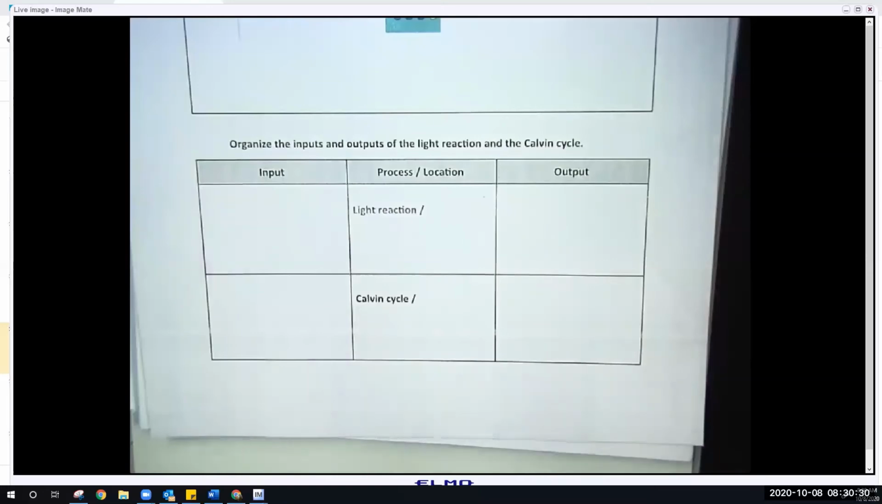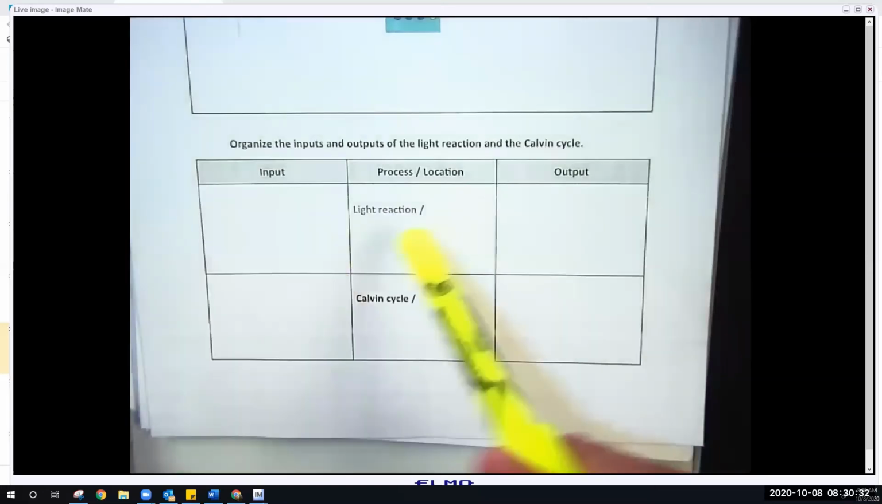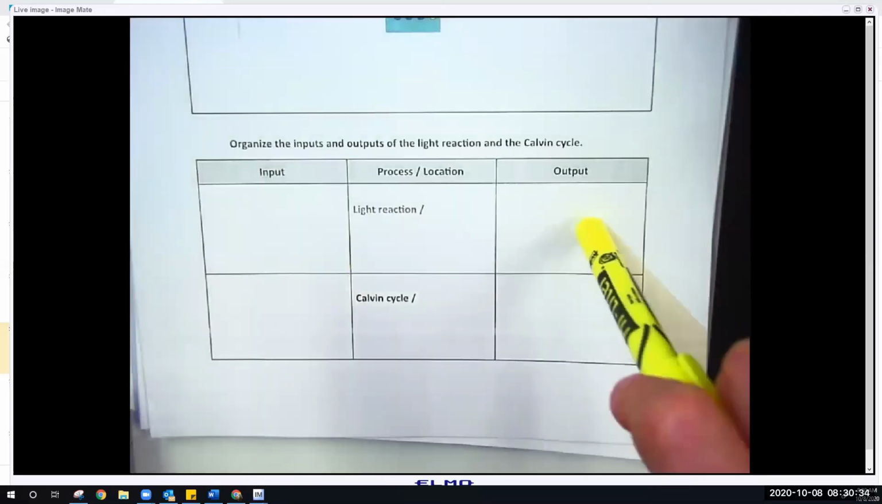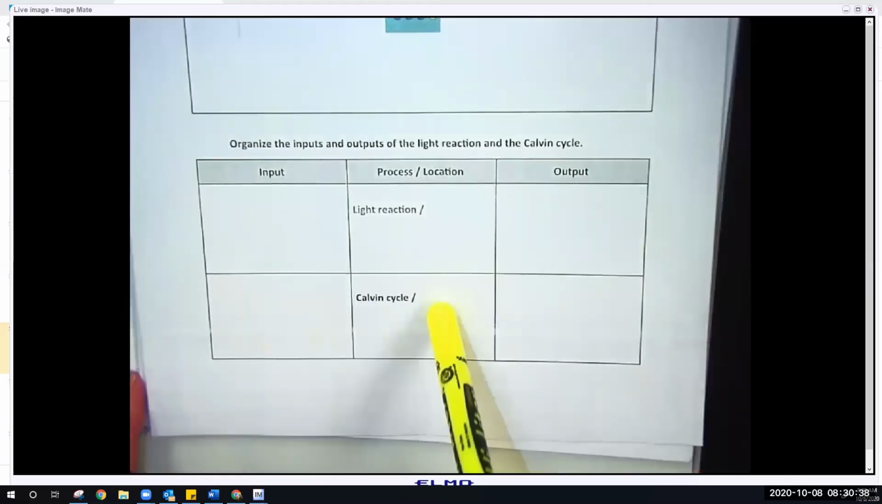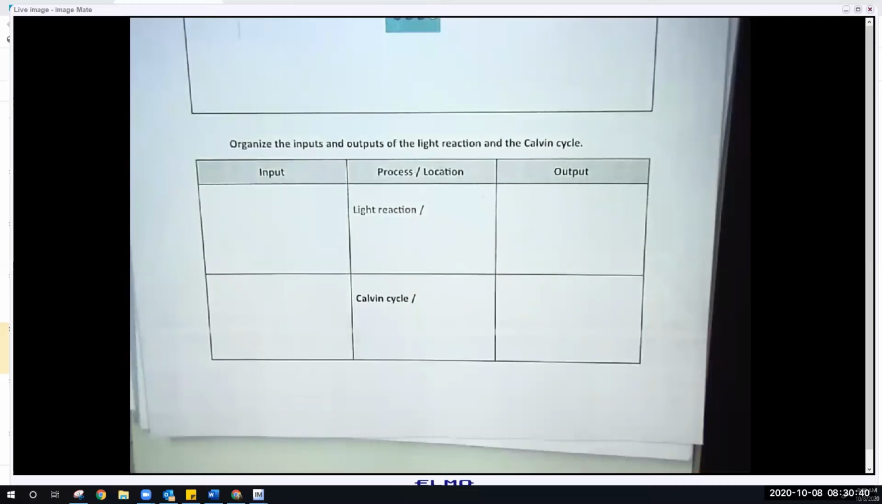Like what goes into the light reaction? Where does it happen? What are our outputs? What needs to go into the Calvin cycle? Where does the Calvin cycle happen? And what do we make at the end? Let's fill out that table. And then when you're done filling that table out, either on Cami or in your notes, just go ahead and let me know in the chat that you finished, and then we'll review it together.